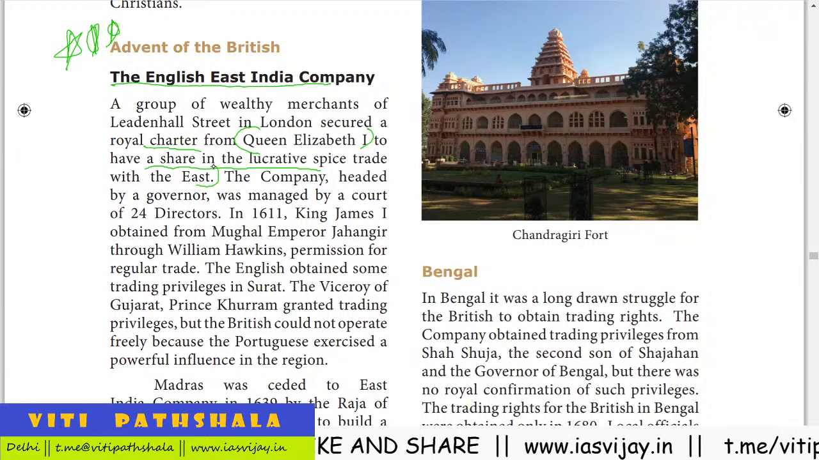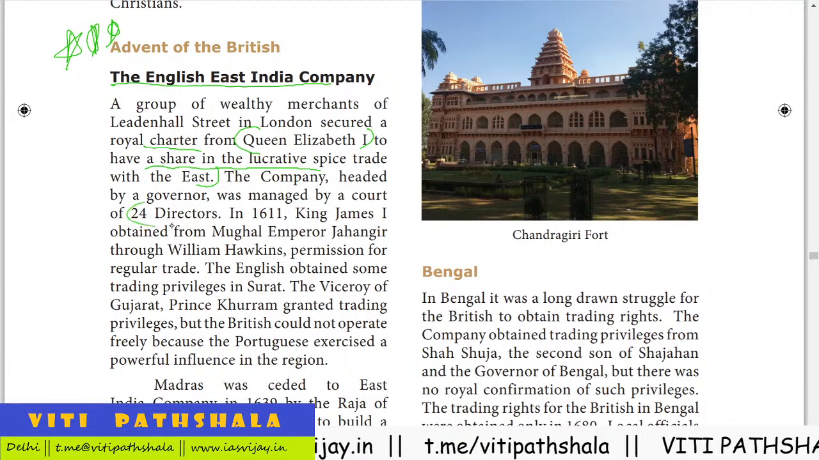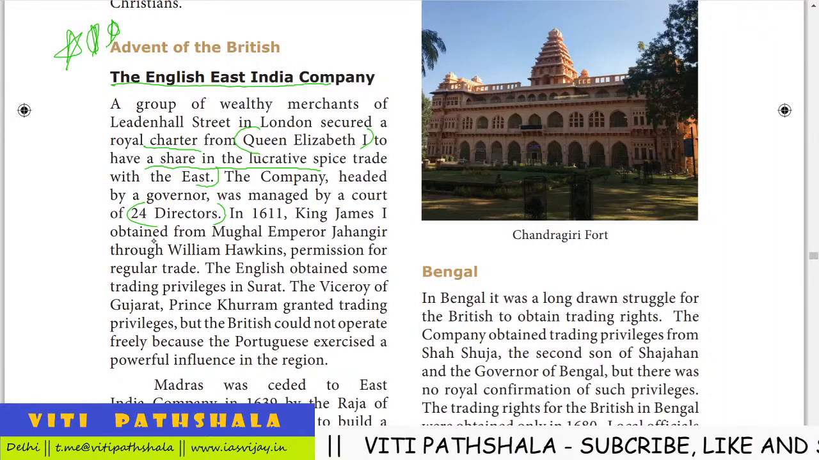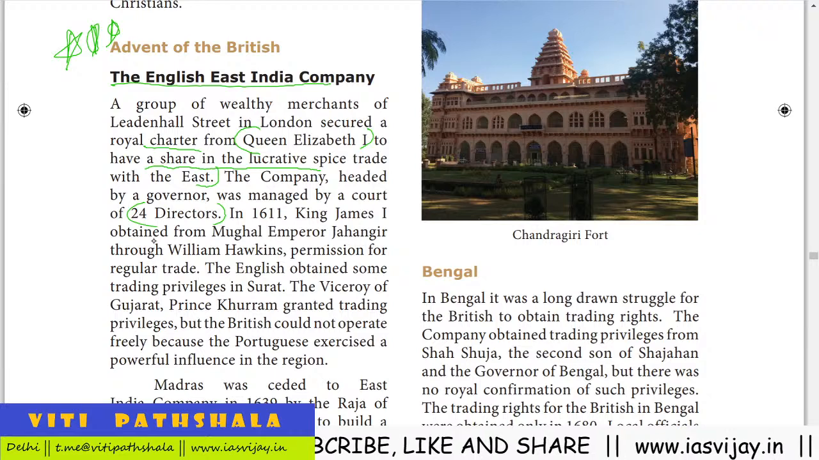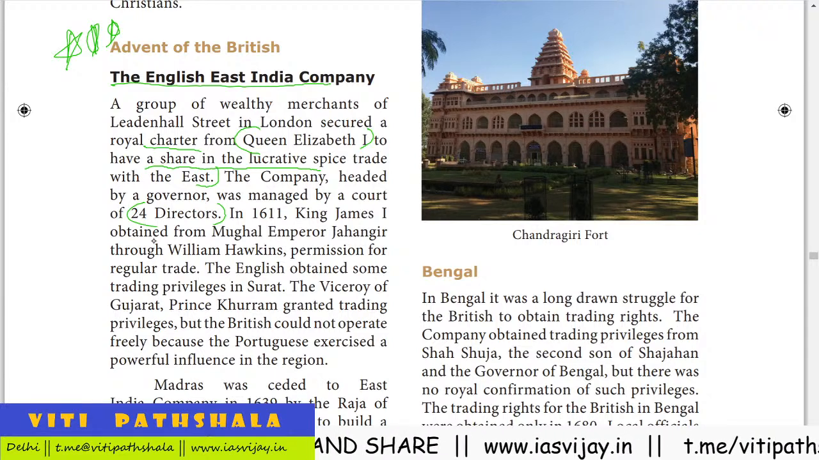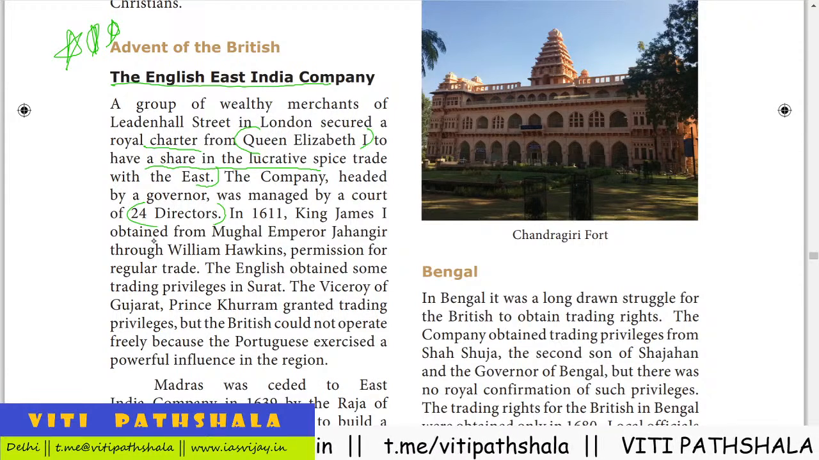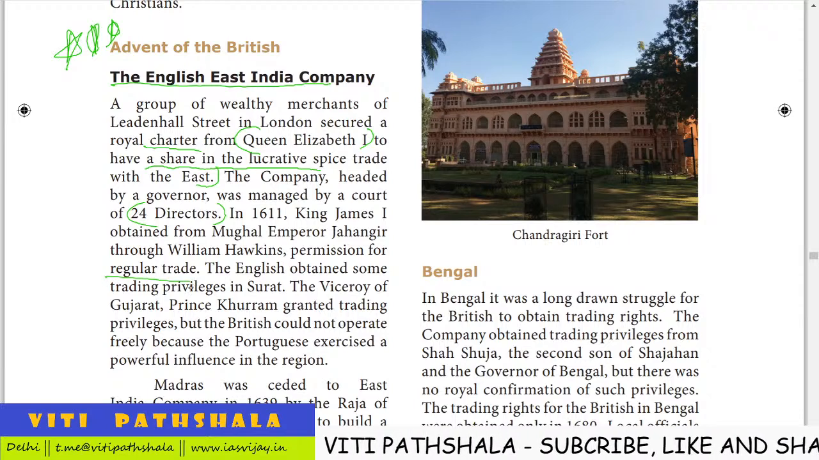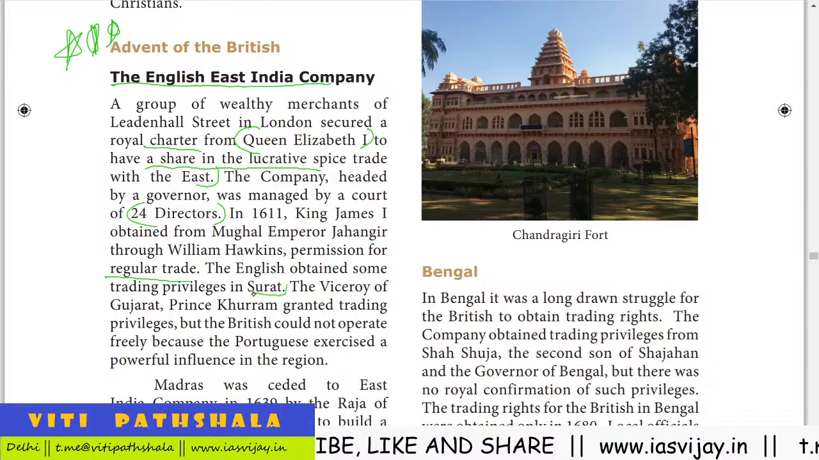The company, headed by a governor, was managed by a court of 24 directors. So the company initially had 24 directors. In 1611, King James I obtained from the Mughal Emperor Jahangir, through William Hawkins, the permission for regular trade. The English obtained some trading privileges in Surat.